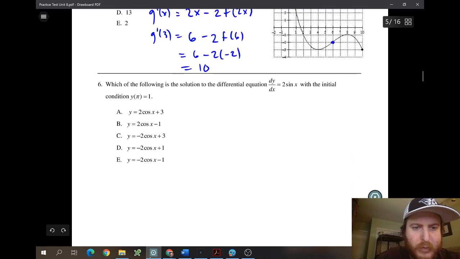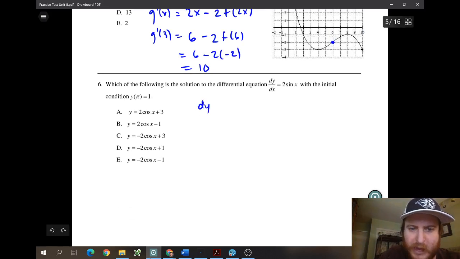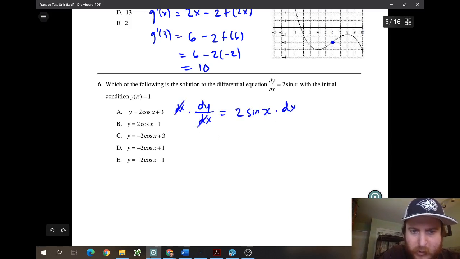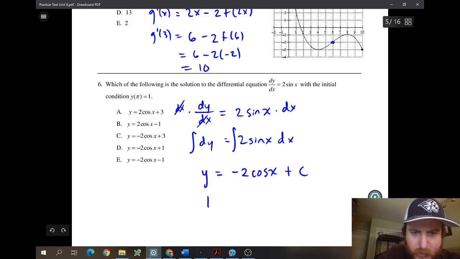We didn't need it. Which of the following is a solution to the differential equation? This is review from last chapter, and we're adding this to this test. So this is where we're going to multiply both sides by dx. If there were any y values, we would divide them. There aren't here. So you get dy equals 2 sine of x dx. This one is a pretty simple one, all things considered. The integral of dy is y. The integral of sine is negative cosine. So it's going to become negative 2 cosine of x plus c. And now we're going to plug in our initial condition, 1 for the y and pi for the x.